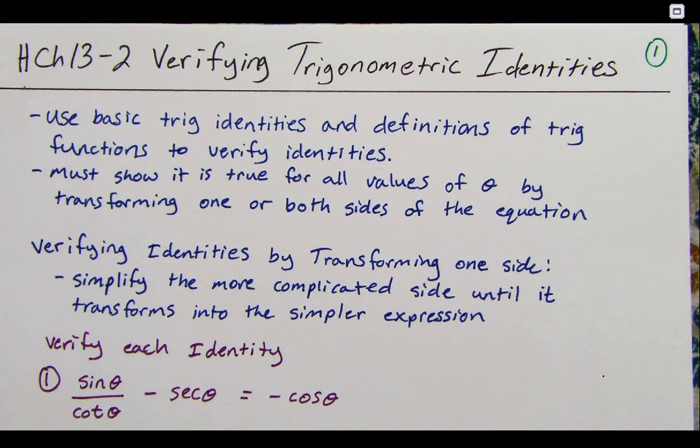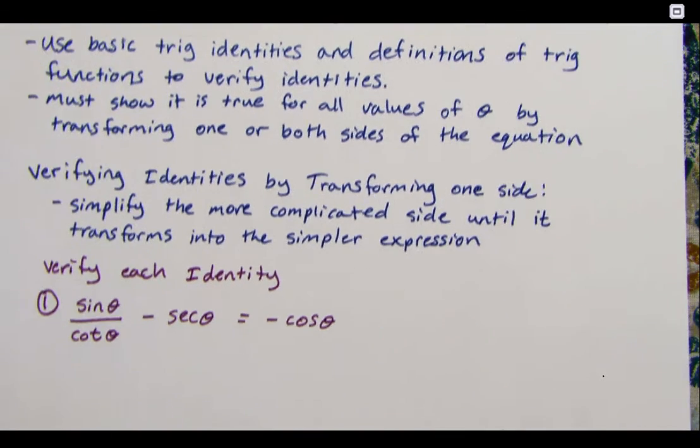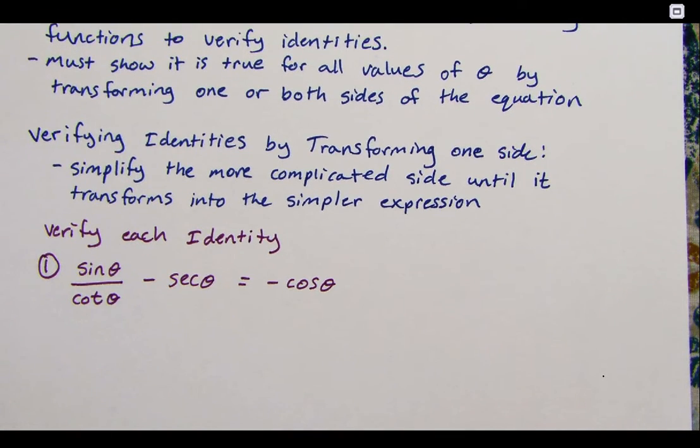Right, this next section, we are going to be verifying trigonometric identities. So the nice thing about this section is that it is similar to simplifying. The only difference is that we actually know where we want to end this time. So when we are verifying, we are going to take the more complicated side of the equation and we are going to simplify it to the simpler expression.